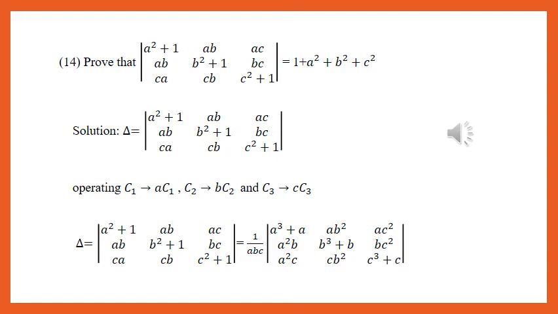So we have delta is equal to 1 by abc. Now column 1 becomes a cube plus a, a square b, a square c. Column 2, we are multiplying by b. So ab square, b cube plus b, cb square. Similarly, column 3: ac square, bc square, c cube plus c.